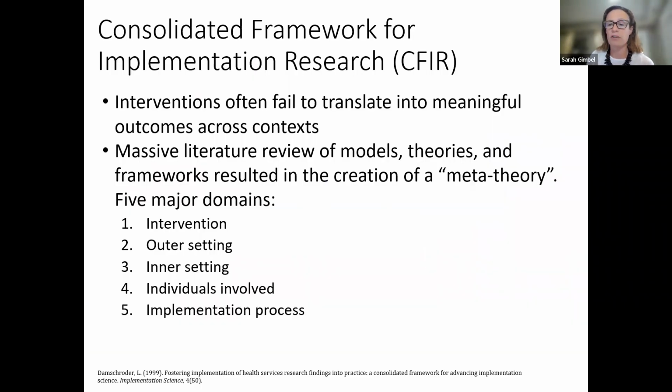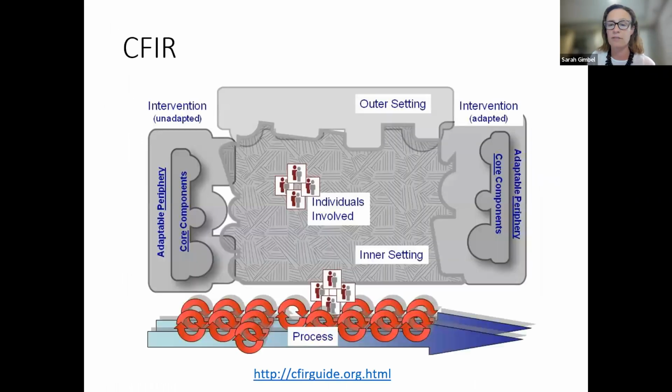Laura Damschroder and her team noted around the millennium that interventions often fail to translate into meaningful outcomes across contexts. She and her colleagues conducted a massive literature review of models, theories, and frameworks that resulted in the creation of a meta-theory called the CFIR. There are 5 major domains: the intervention, the outer setting, the inner setting, the individuals involved, and the implementation process.